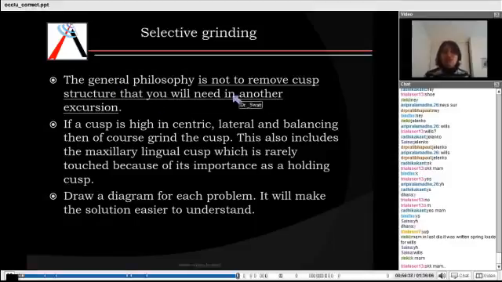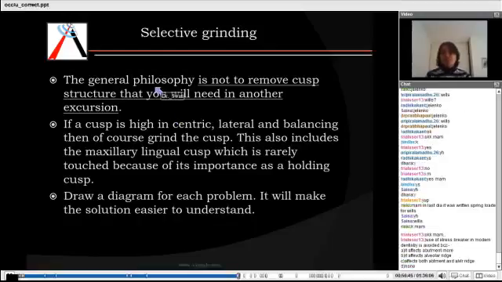Okay. So, first rule. First rule is do not remove a cusp structure that you need for other movements.